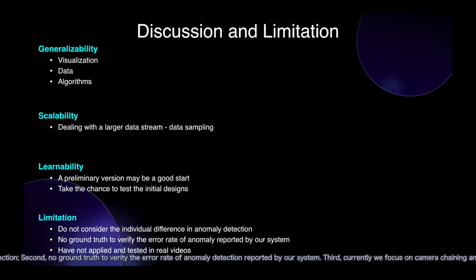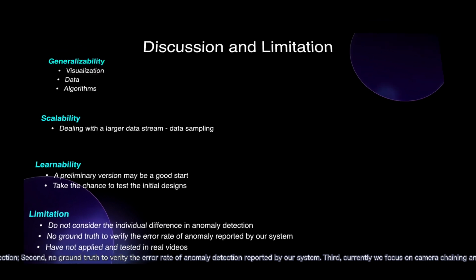Our system has several limitations. First, we do not consider individual difference in anomaly detection. Second, there is no ground truth to verify the error rate, the accuracy of the anomaly detection reported by our system. Third, currently we focus on camera training and shot designs and have not deployed and tested in real videos, and they are based on ideal situations.